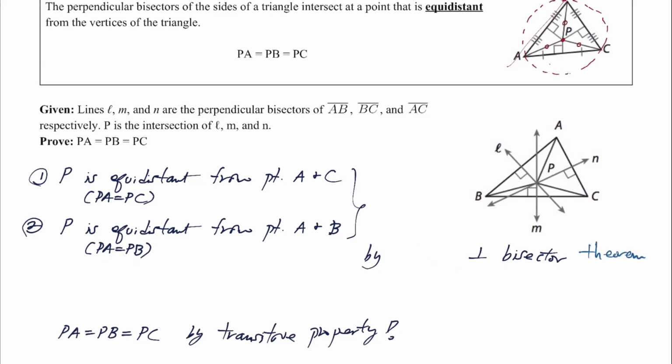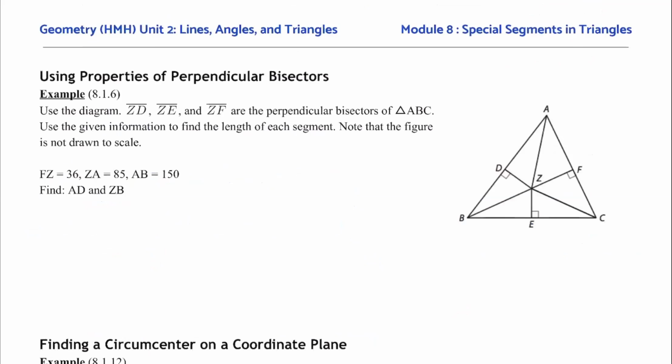Okay, and that was it. To say that they're equidistant is to say that PA is equal to PC, and we know that PA in this case is equal to PB. So by the transitive property, we know that PB is equal to PA, which is equal to PC. So all three of them are the same. We're done. That was it, guys. All right. Okay, so we're going to use this.